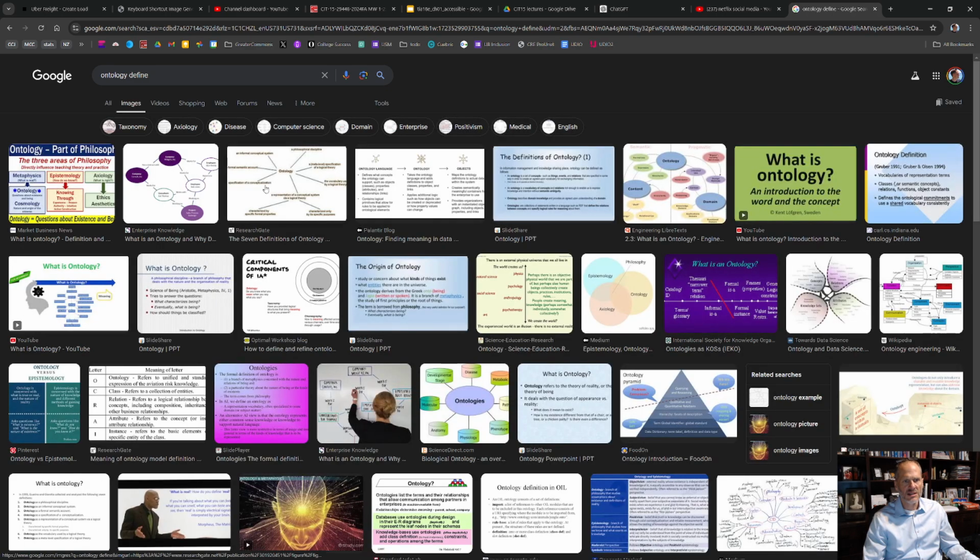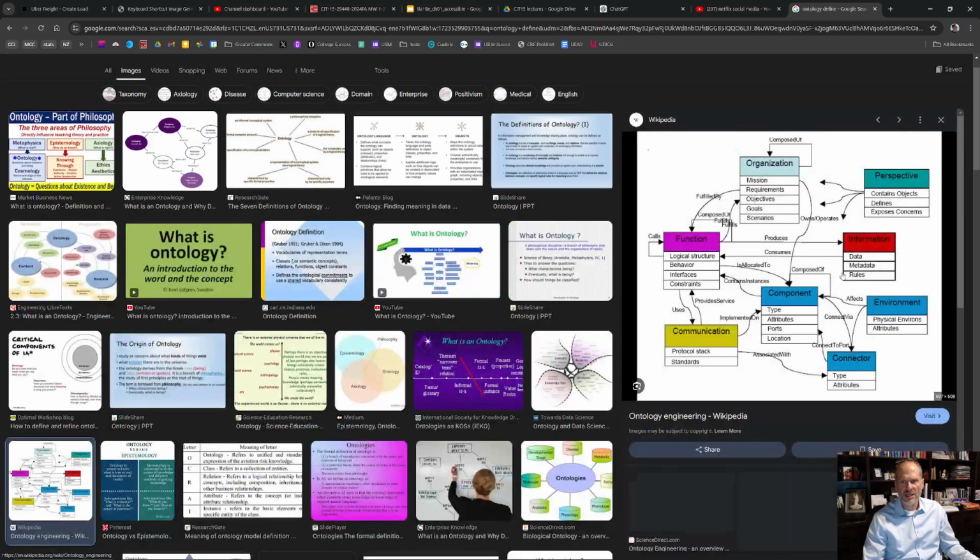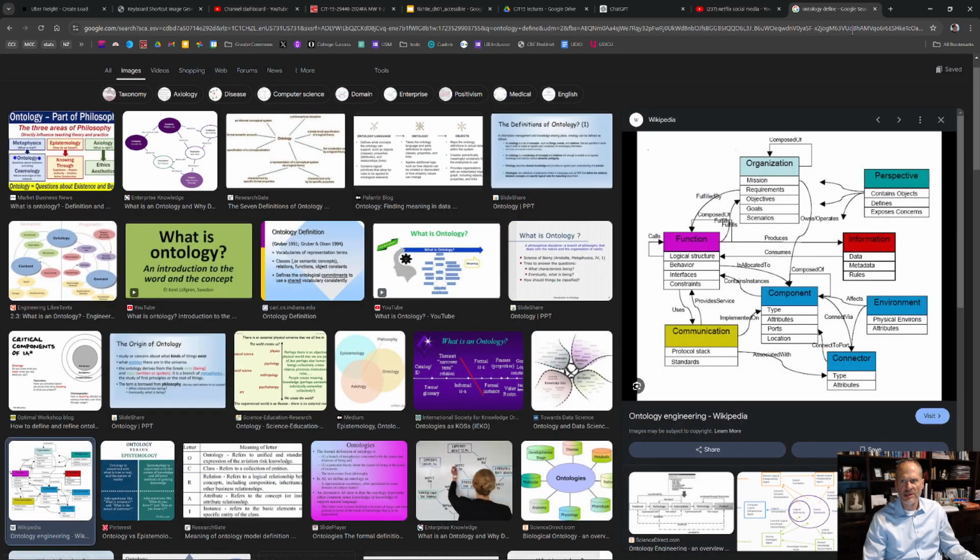So here's an ontological structure with the relationship between different concepts. You could see the lines. Or here's another ontological structure showing how concepts are related. Here's another ontological structure showing how concepts are related.